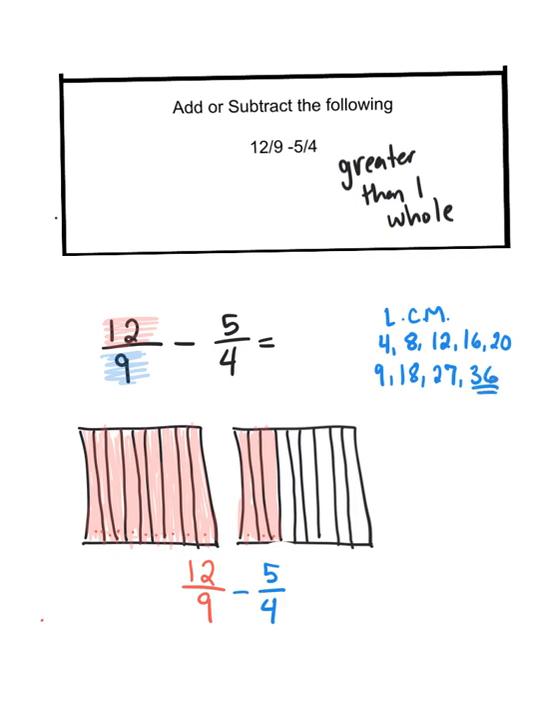So sometimes if you skip count and you can already see in the first 4 or 5 multiples that you don't have one in common, you can just go ahead and multiply your denominators together. 9 times 4 is 36, so we're going to say 36 is going to be our common denominator for this. So how does that affect our model? We're going to take our 12 ninths and we're going to divide all of these ninths into 4 equal pieces.